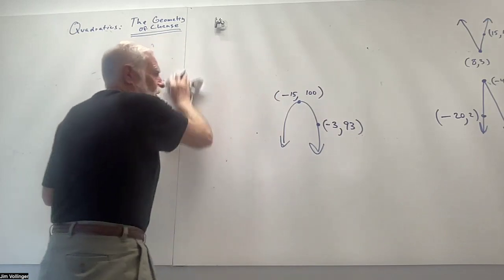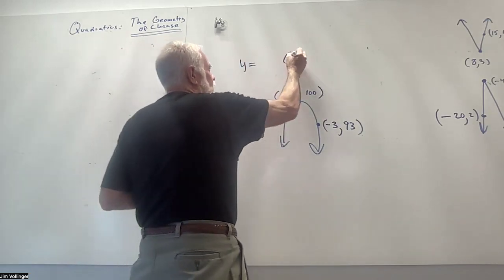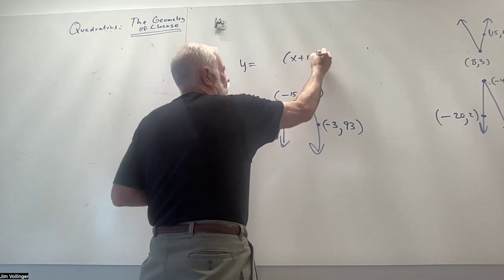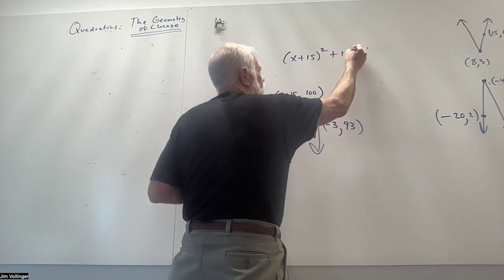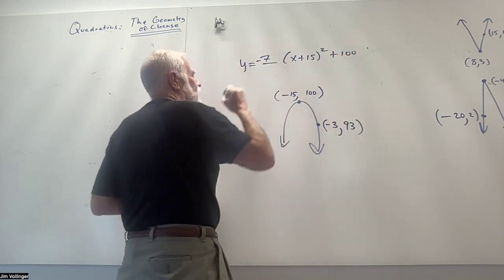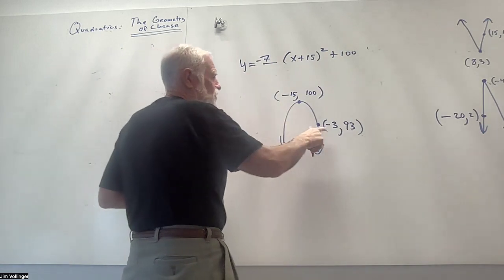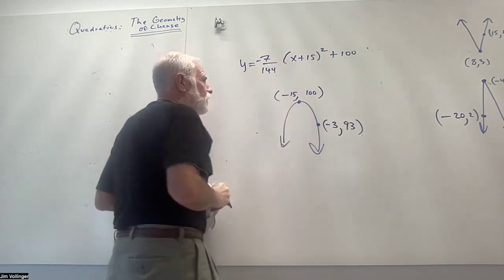All right, last one for quadratics. So y equals, measuring square change from -15. I'll use that. Takes me to 100. How do I get from 100 to 93? I've got to go down 7. And my square change from -5 to -3 is 144 units.